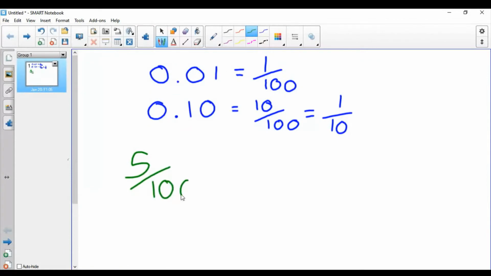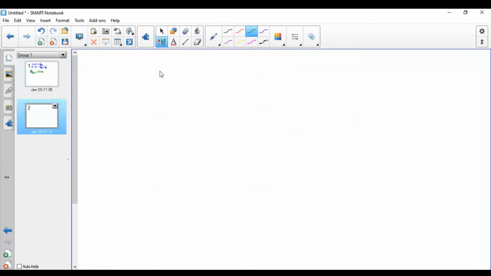5/100ths. As a decimal, that has an equal value of 0.05. If you think back to place value work on numbers, that's no ones, no tenths, 5/100ths. Just saying the number 500 actually tells you the fraction there, doesn't it? Okay, so that's 500ths. Let's just drop in a new slide here.